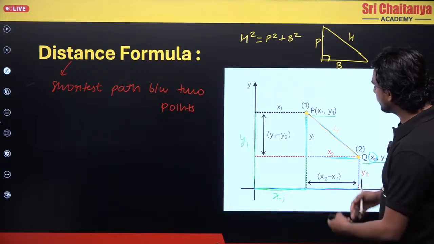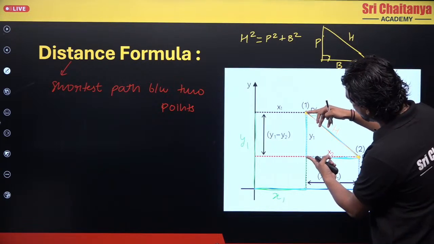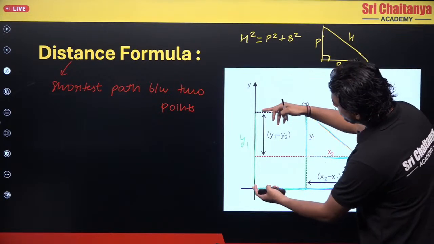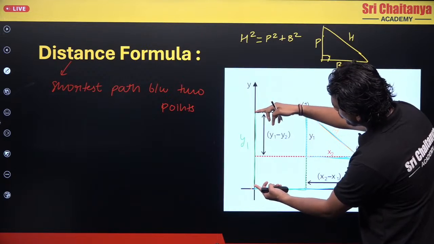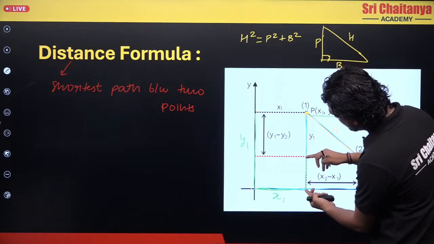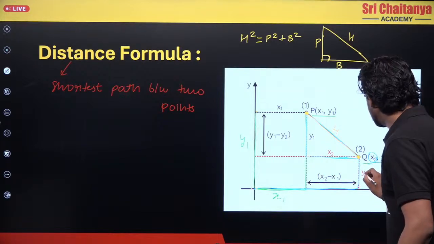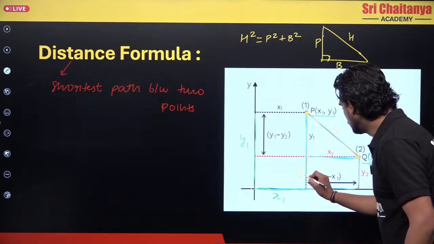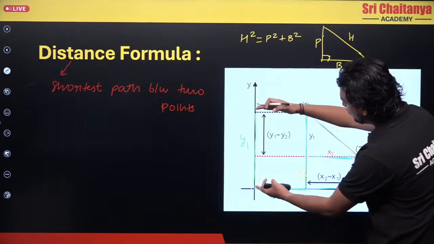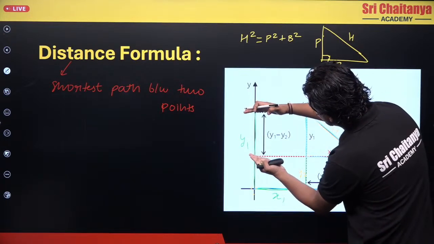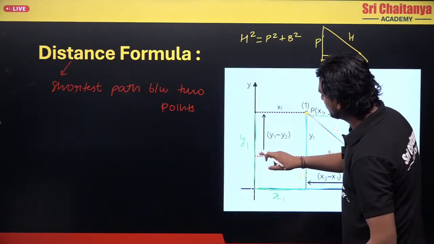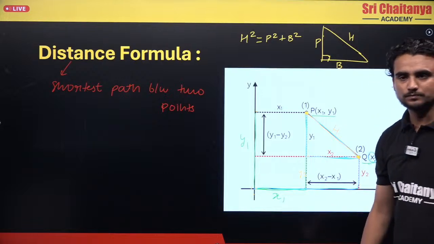So what is the perpendicular? This is the perpendicular, no? You can easily find it by taking this y1, and if I remove this y2, this length is y2, correct? So from this y1, if I remove this y2, I will get this length, and that length is y1 minus y2.